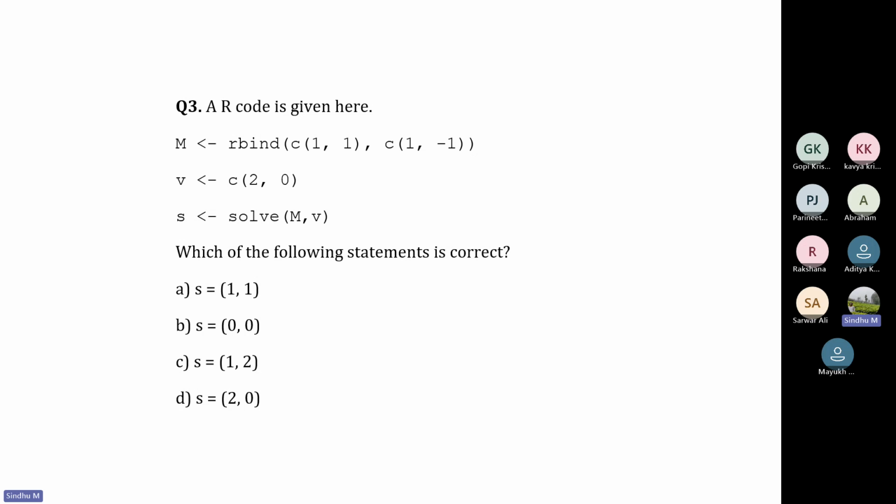And we have to solve. So in the R code, they are asking to solve this. This column will correspond to X, and the next column will correspond to Y. So solving just means we are trying to solve this.